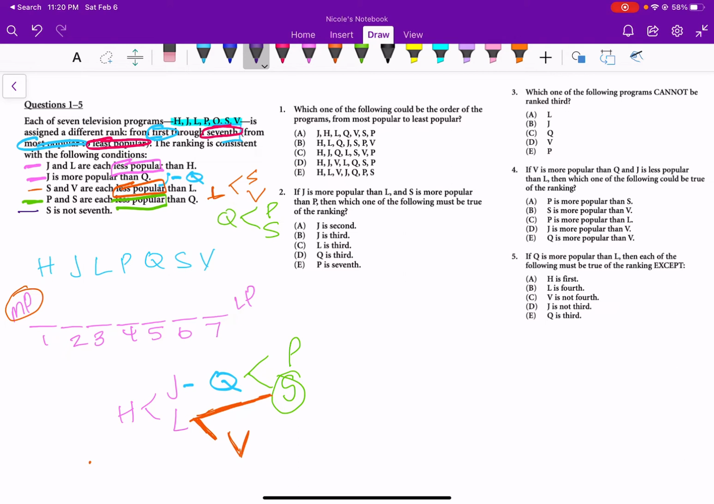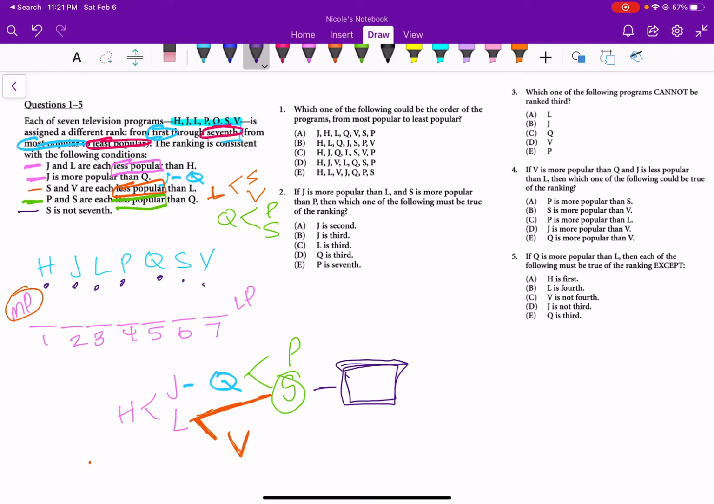S is not 7th. So that means that there has to be at least one variable after S. So now let's check and see if we have any floaters. So I'm going to check off all the ones that we have a rule for. So we have H, J, L, Q, P, S, and V. So we're using all of them. What's interesting here is there has to be one after S. So who could this potentially be?